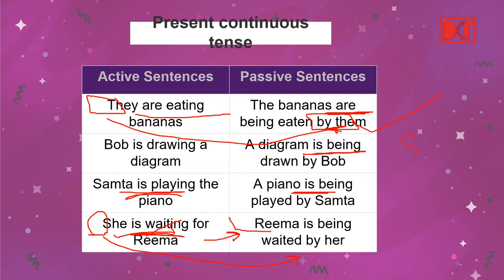क्या क्या हो रहा है? Subject object में बदल गया, object subject में बदल गया, verb का past participle हो गया, auxiliary verb भी आ गया, pronoun भी change हो गया. All right. Now are you remembering all those rules that were being taught right now?